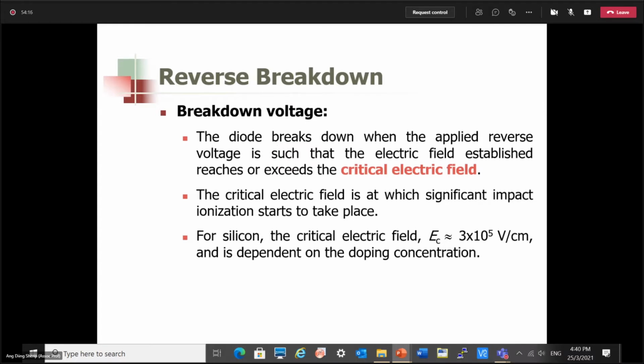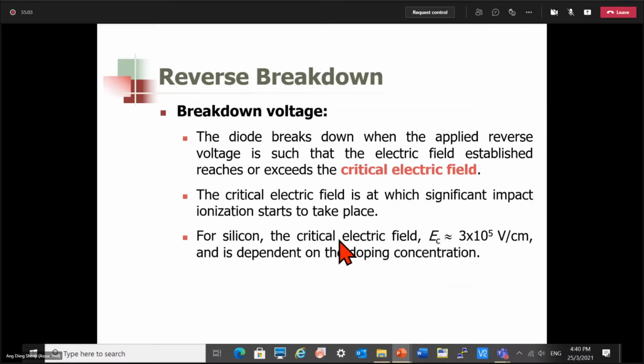First of all, you should realize that the electric field must be large enough to accelerate the charges, the electrons and the holes, to high kinetic energy before impact ionization can happen, right? So therefore, the onset of impact ionization would happen only after the electric field exceeds a certain critical value called the critical electric field, which is a property of a given semiconductor, all right? So the critical electric field is the point at which significant impact ionization starts to take place within the semiconductor. Now for silicon, the critical electric field is typically around this value, 3 times 10 to the power 5 volt per centimeter. And it generally varies with the doping.